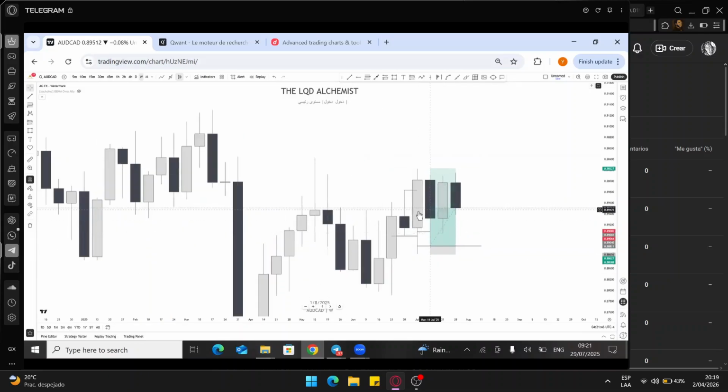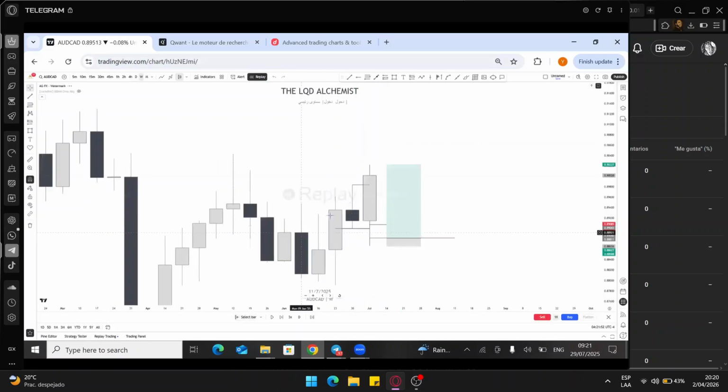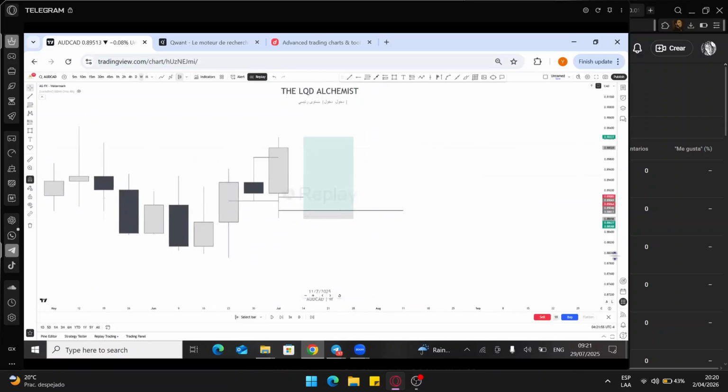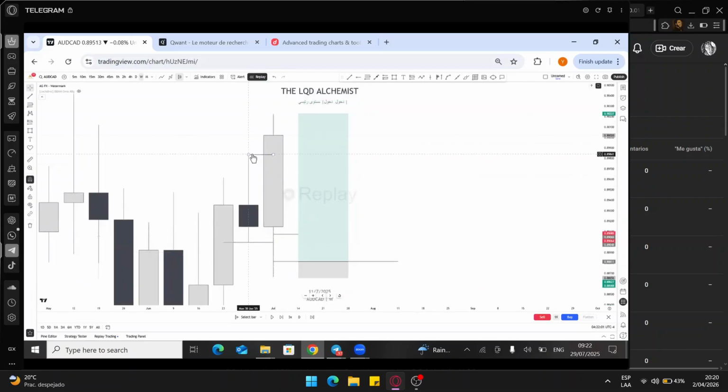So this daily engulfing. How will I know this engulfing is suitable for me? How will I know this engulfing will actually play out? I have a sweep of this previous week candle, this previous week, and it closed above.